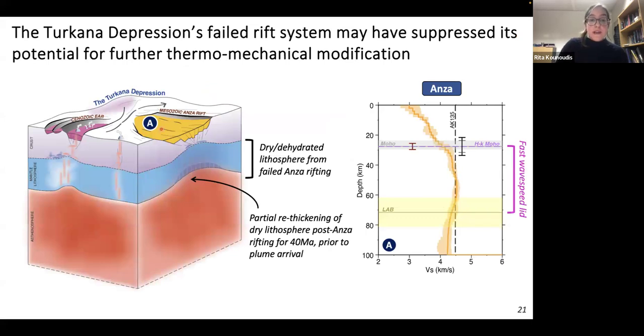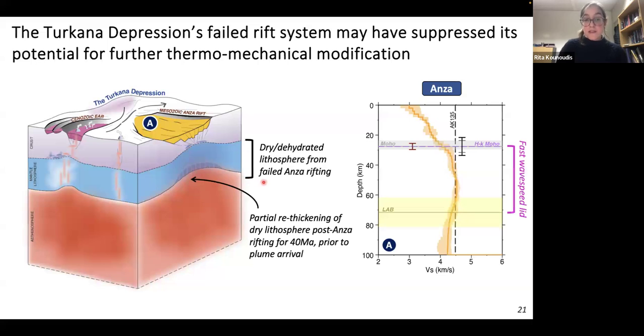But the Turkana Depression had already experienced a phase of rifting, like we said before, that would have thinned it, and perhaps a thinner lithosphere could have enhanced the melting. But instead, here it seems to have suppressed the depression's potential for further modification. So when Anza rifting happened, that failed rift, it would have dehydrated the lithosphere and rendered it more dry and refractory, and therefore less prone to further melting, because it would have already depleted it in all of its volatiles.